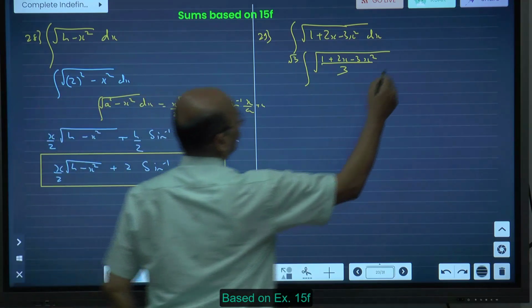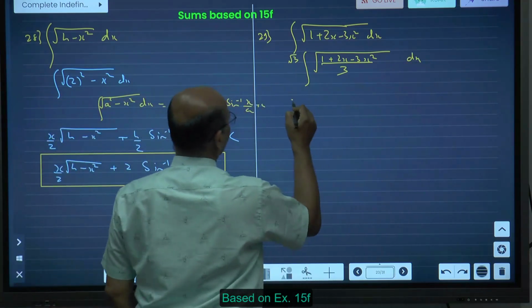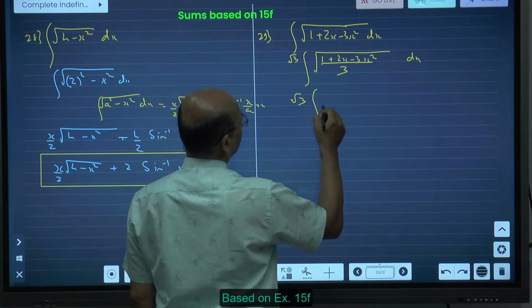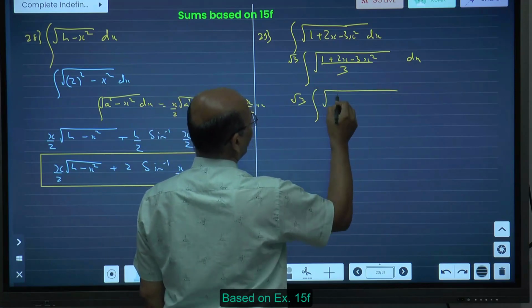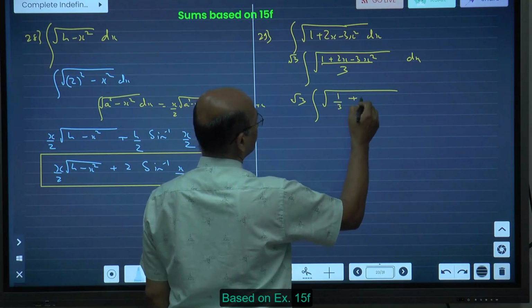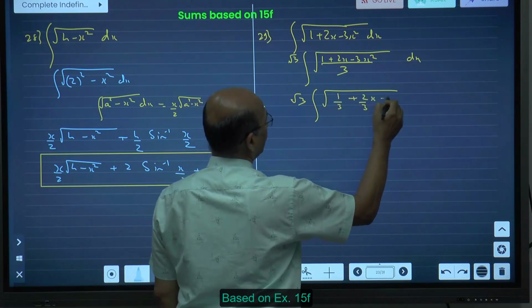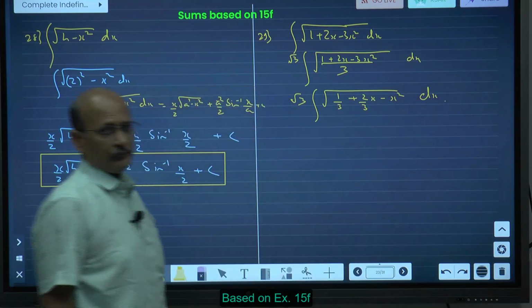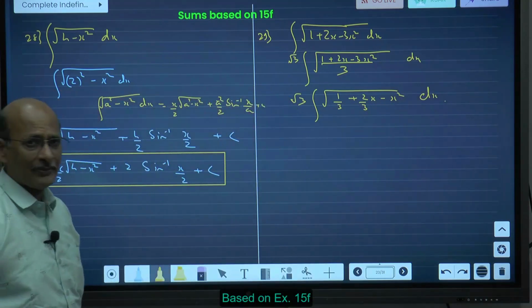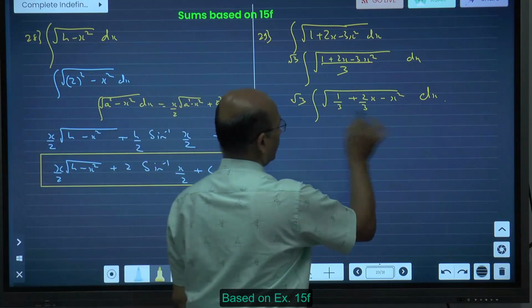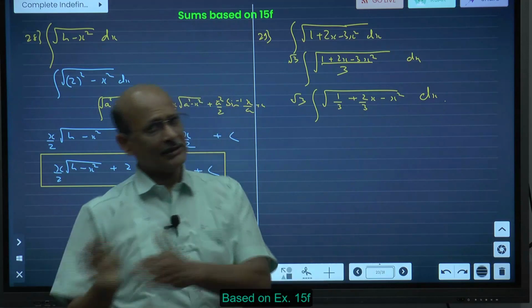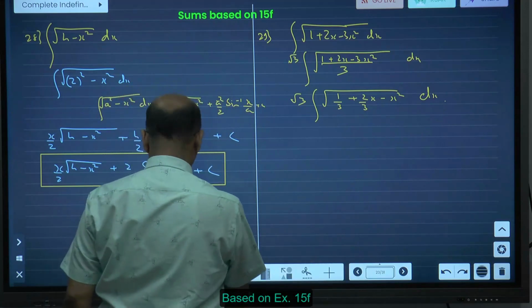So, what happens now quickly? See, this will be root 3, right? Root 3 integral, look at this. This is 1 by 3 plus 2 by 3x minus x square. I told you not to take common, not to take common. Now, what happens now? I told you, dx root quadratic, what do I do? You just make it a perfect square by adding or subtracting a term.